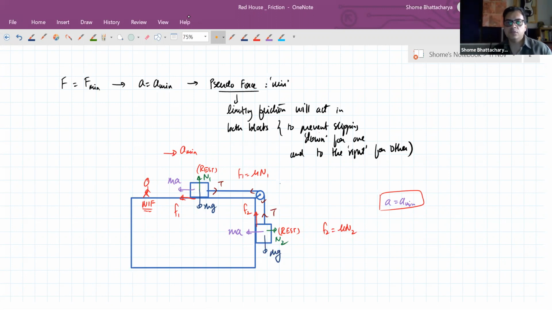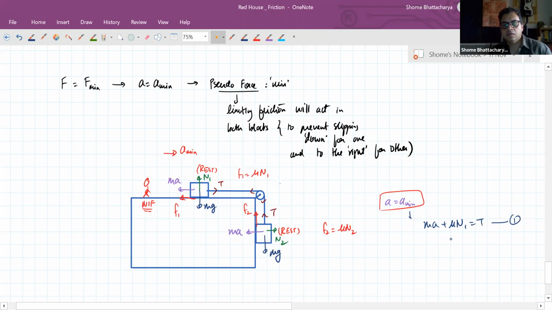So now let me solve the two FBDs for the minimum acceleration condition. Okay. So for the one block we have mA plus mu N1 balancing T, and N1 is equal to mg. Okay. So from these two we will get the condition that mA plus mu mg is equal to T. So this is our first equation, let's say A, for the block A.